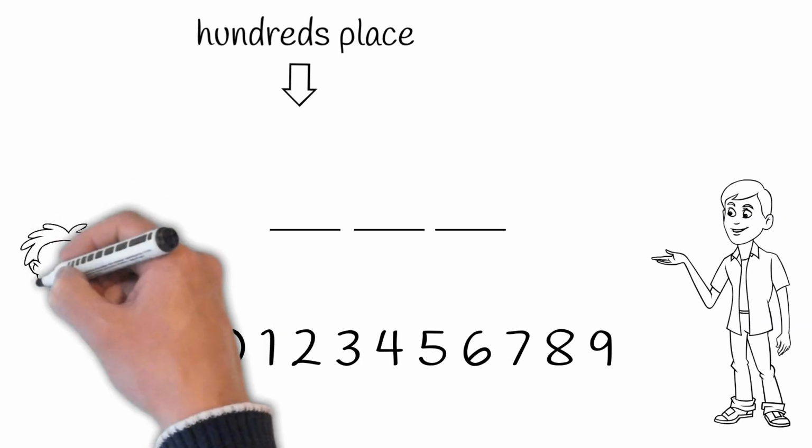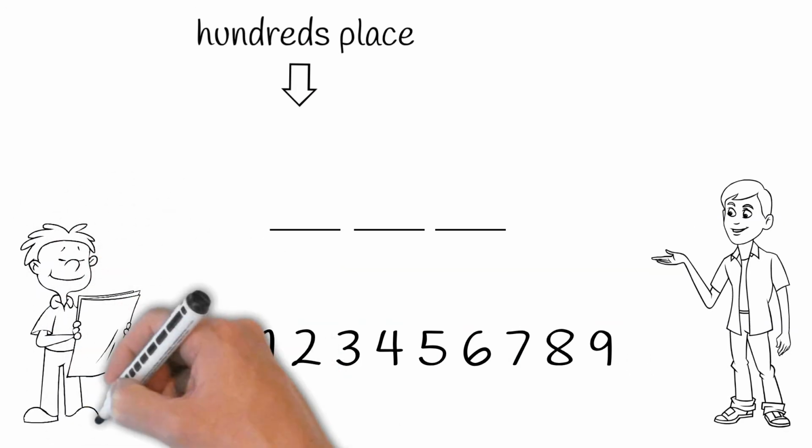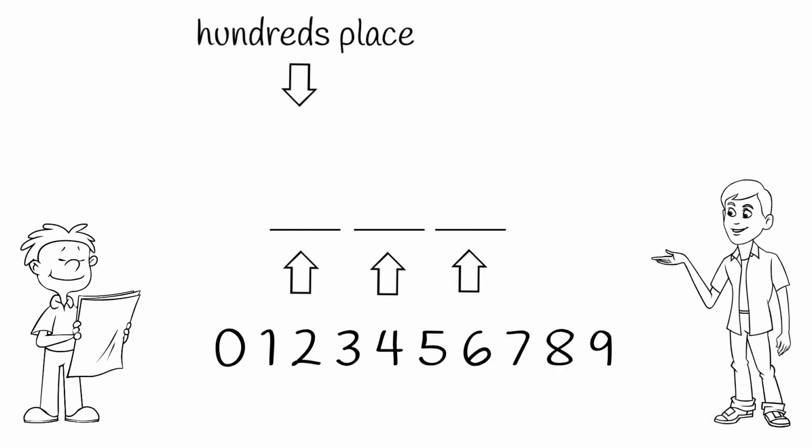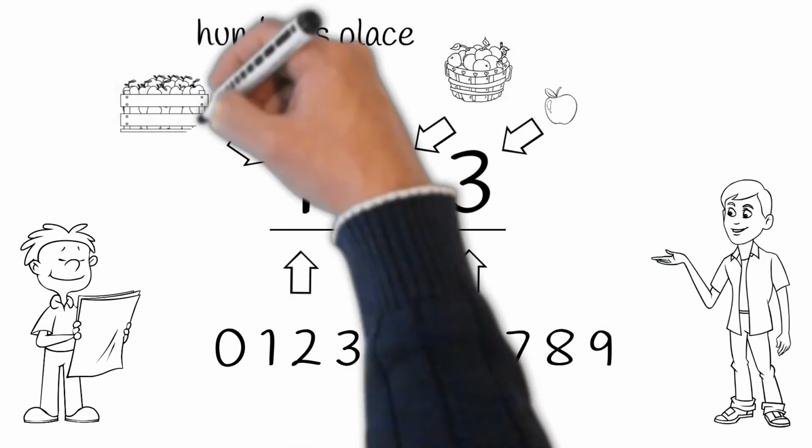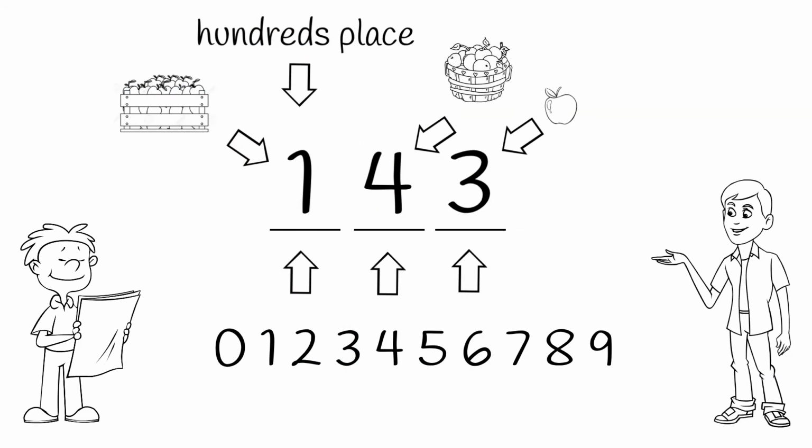Are you starting to see how our base 10 number system works? It uses different number places to represent the different size groups that we use to count, and the digits in those number places tell us how many of each group we have. The digit in the ones place tells us how many ones we have. The digit in the tens place tells us how many groups of 10 we have. And the digit in the hundreds place tells us how many groups of 100 we have.